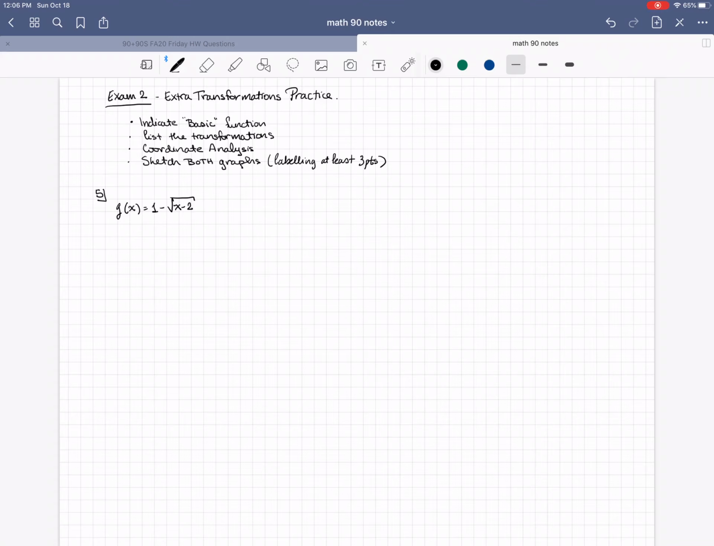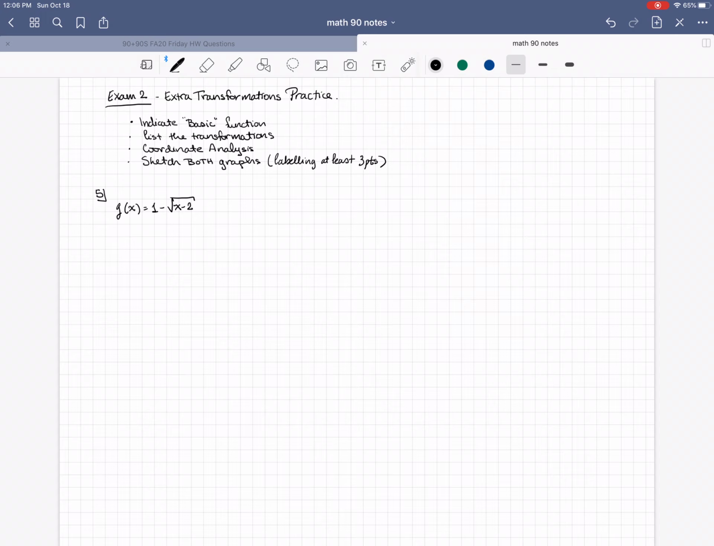Here is the fifth problem on our extra transformations review sheet. So this is the last one where we only have translations and reflections. Starting with the next example, we're also going to have some stretches and some compressions. Okay, so here we go.